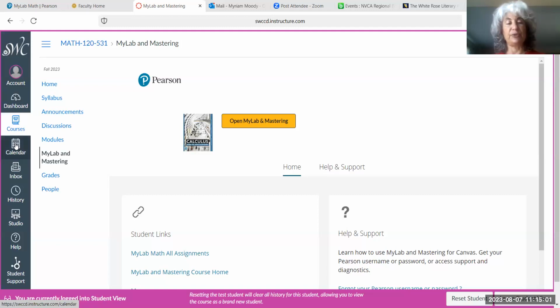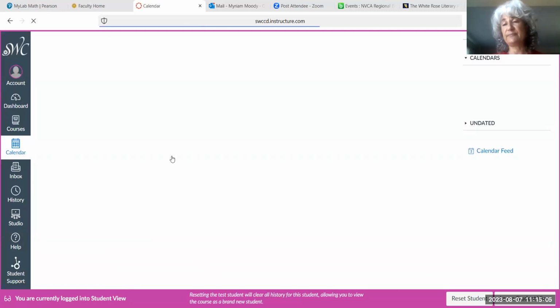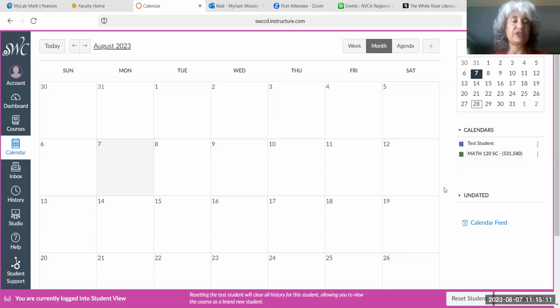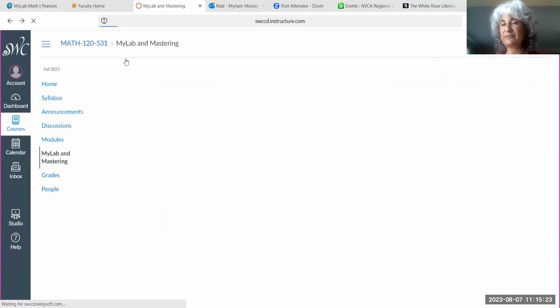Oh, let me just show you the calendar real quick so you can see it. When you click on calendar, it will show you like Math 120 is in green, and it will start showing all the assignments. Well, I'm in the beginning of August, so it's not showing you anything. But anyway, the due dates would be up if I was in a different month. Okay. I think that is it for now.